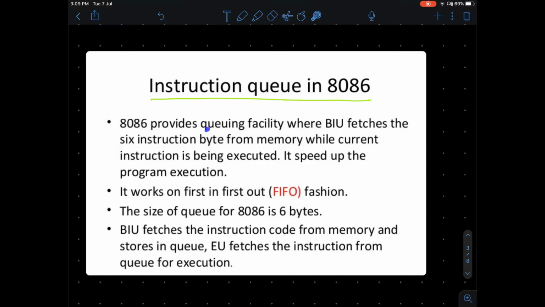It is a queuing facility where the BIU fetches up to 6 instruction bytes from memory while the current instruction is being executed. The purpose of this is to speed up program execution. We already discussed this. It works on a first in, first out fashion. Queue size is maximum 6 bytes. The BIU fetches the instruction code from memory, stores it in the queue, and the EU fetches the instruction from the queue for execution.